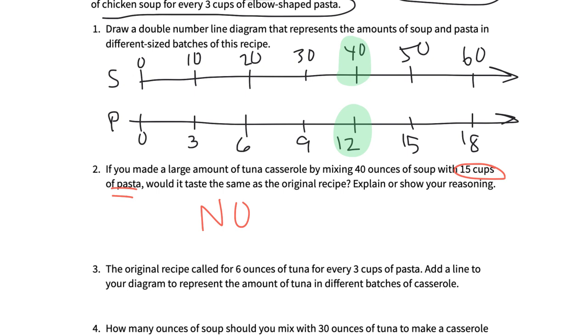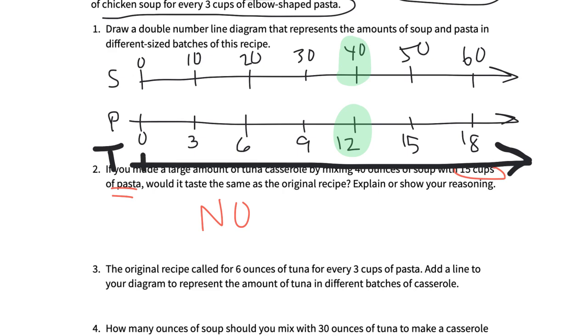Number 3 down here, the original recipe called for 6 ounces of tuna for every 3 cups of pasta. Add a line to your diagram to represent the amount of tuna in different batches of casserole. So what we're going to see is we've got this thing. And now they want us to add another row, so I'm going to stick it on right here, and this is the tuna. So I'm going to put a T for tuna, and there's our 0.